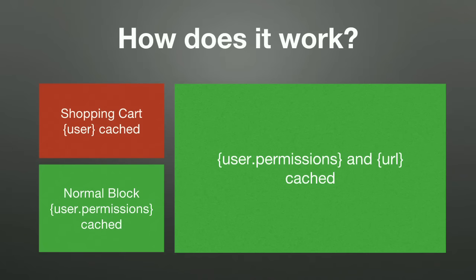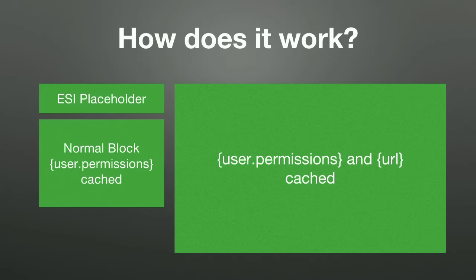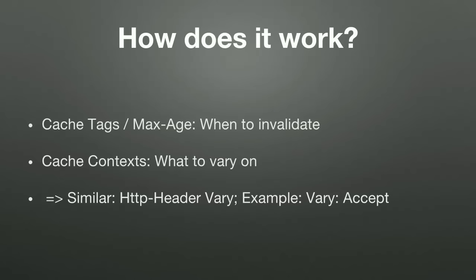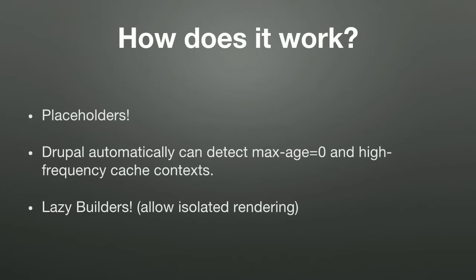So how does it work in a little more detail? We have the shopping cart, which is user cached, a normal block which is per permissions, and the main page content which is URL cached. Then we just put a placeholder in. While in Drupal we put that very late, here we put an ESI placeholder. Then we have cache tags, max age and when to invalidate all available as information. We have the cache context, what to vary on, which is very similar to the HTTP Vary header, for example Vary: Accept. Placeholders make all of that possible.